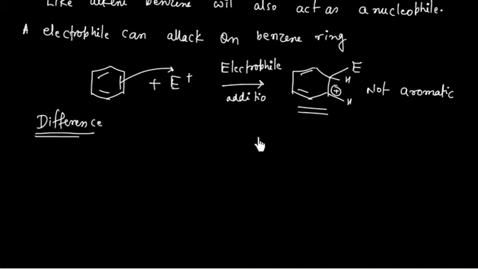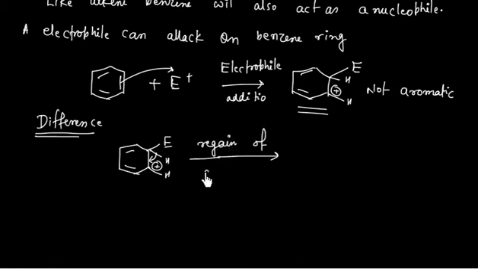So what does benzene want? Benzene wants to lose one hydrogen to become aromatic again. It wants to gain its aromaticity, and this can be done by losing a hydrogen. That is the regain of aromaticity. So finally the electrophile will be substituted in place of hydrogen.